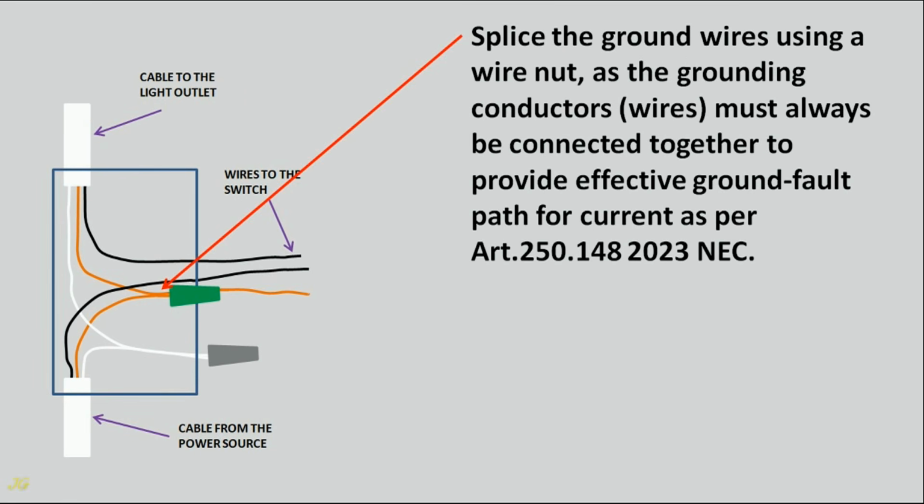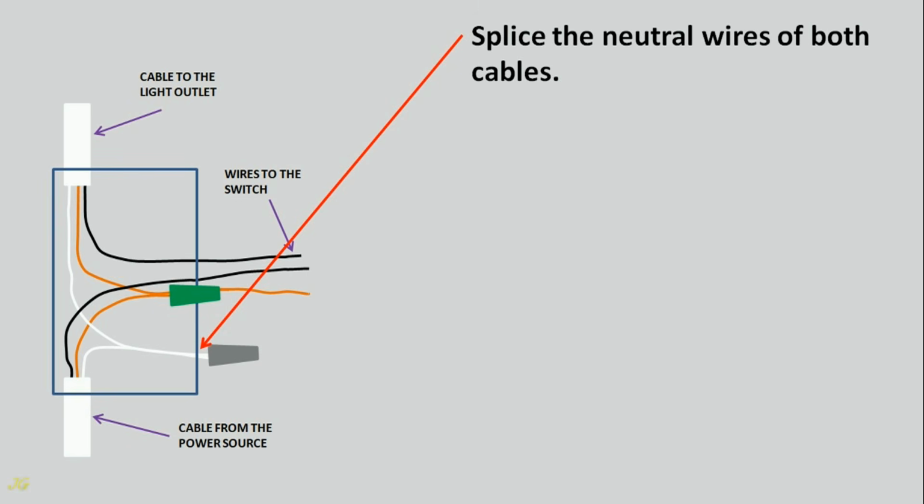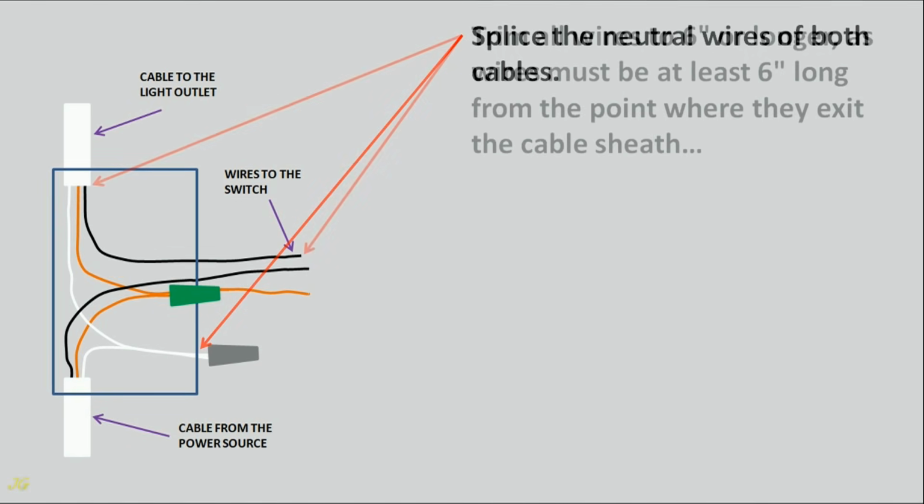Splice the ground wires using a wire nut, as the grounding conductors must always be connected together to provide an effective ground fault path for current as per Article 250.148, 2023 NEC. Splice the neutral wires of both cables.